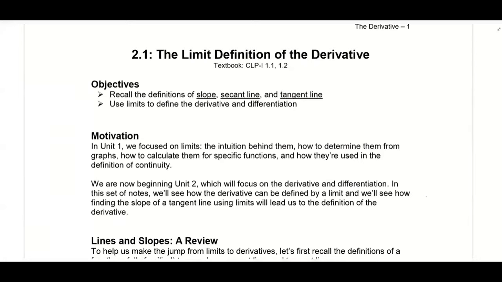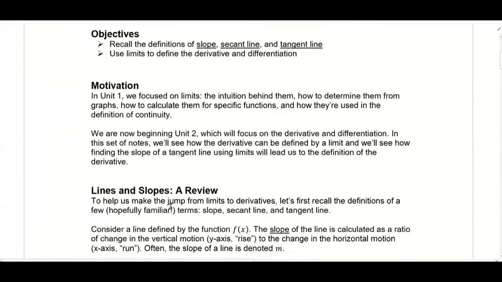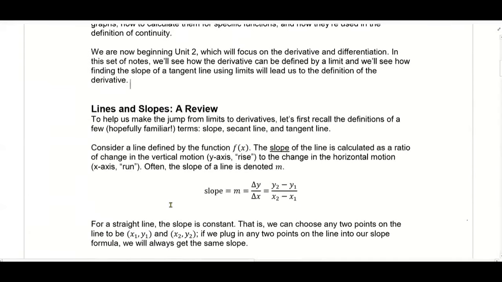And specifically in this set of notes, we're really going to focus on this idea of finding the slope of a tangent line. This is going to be really important in understanding what a derivative is and what it allows us to do. So before we jump into the definition of the derivative, let's just do a bit of a review of a couple terms that hopefully everybody is somewhat familiar with. We're going to talk about the slope, the secant line, and the tangent line. So let's start with the slope first.